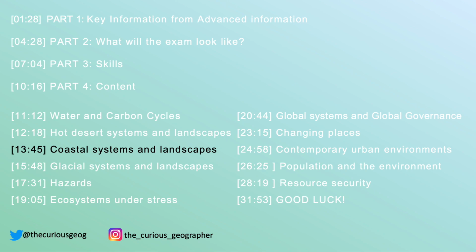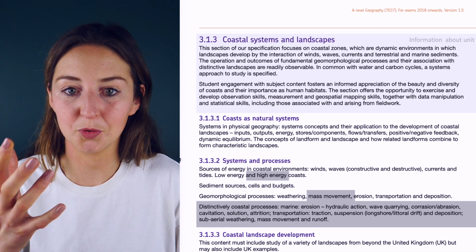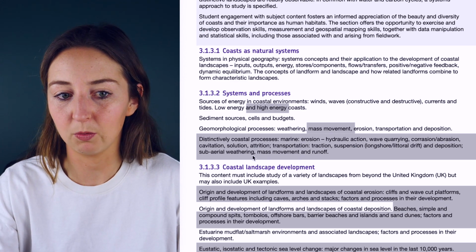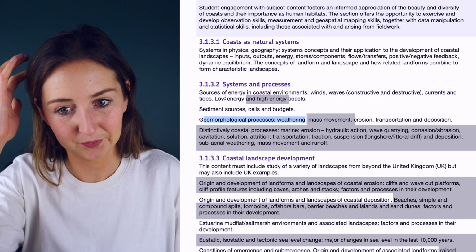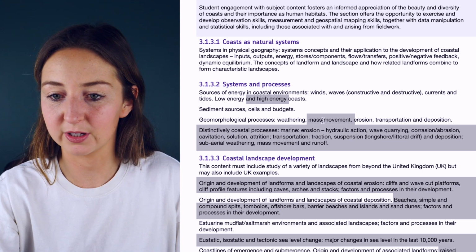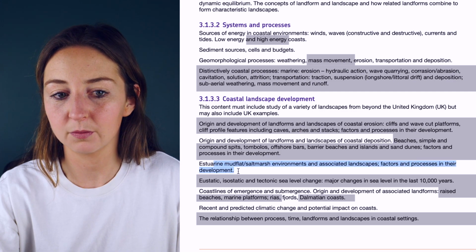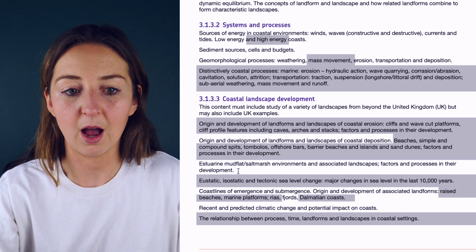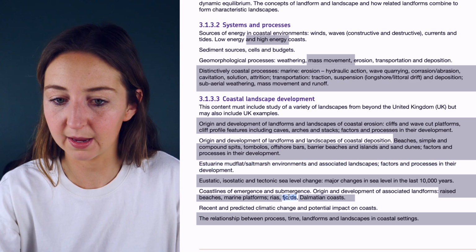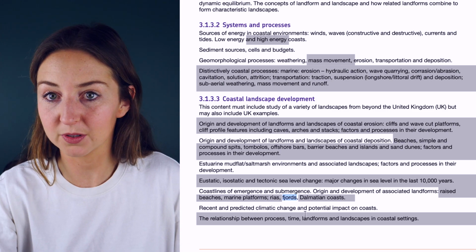On to coastal systems and landscapes. Definitely look carefully, as they seem to have taken out bits from all over the place. So I would definitely go through it carefully and red, amber, green it on what you're confident on. For example, low energy coasts are on the spec, as are weathering, erosion, transportation, etc., but mass movement isn't. Also, for example, salt marshes are in the spec, and that potentially might go with your low energy coasts. And also forelands are on the spec, but the other associated landforms aren't on the spec.